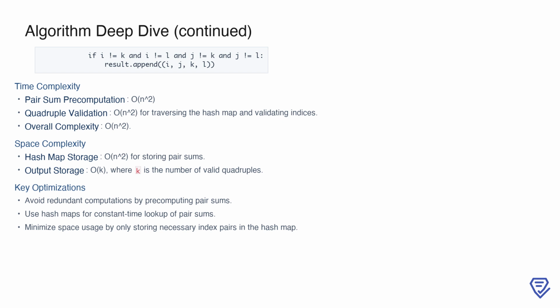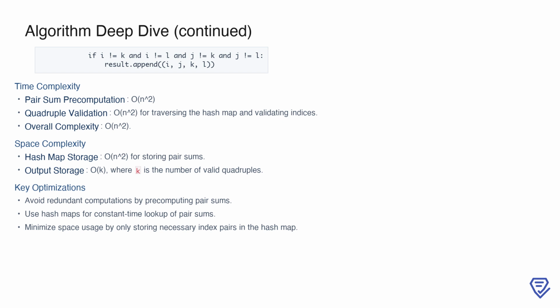For each pair of indices, i, j, and k, l, associated with the same sum, we check that i, j, k, and l are distinct. If they are, we add the quadruple, i, j, k, l, to the result list. This validation ensures the correctness of our solution.